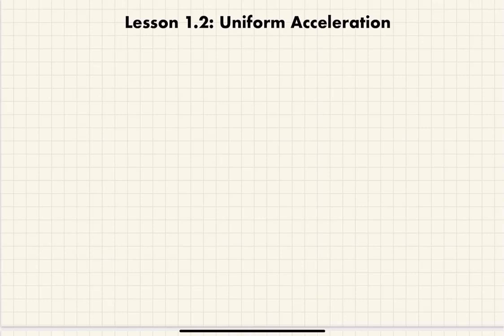Okay, this is lesson 1.2, uniform acceleration. This is basically about kinematic equations, how you can solve for values, as well as motion due to gravity, a specific example of uniform acceleration. So let's get started. There are 5 main quantities of motion that we need to talk about.